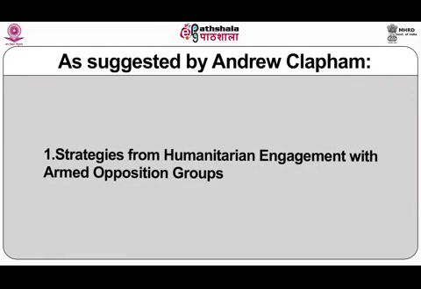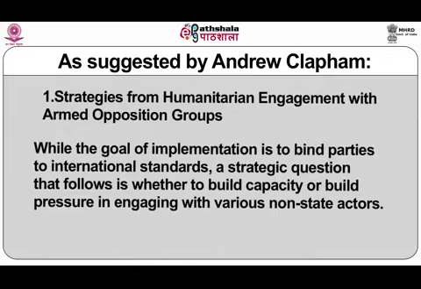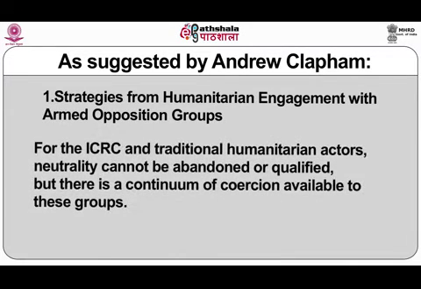Strategies from humanitarian engagement with armed opposition groups. While the goal of implementation is to bind parties to international standards, a strategic question that follows is whether to build capacity or build pressure in engaging with various non-state actors. For the ICRC and traditional humanitarian actors, neutrality cannot be abandoned or qualified, but there is a continuum of coercion available to these groups.